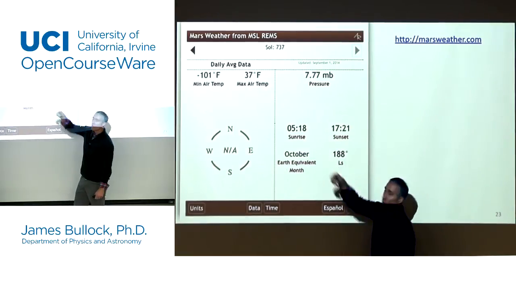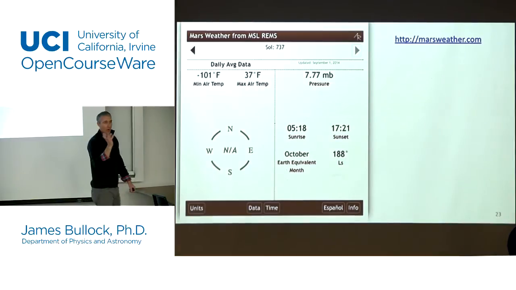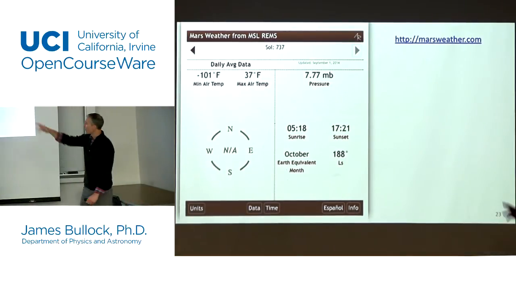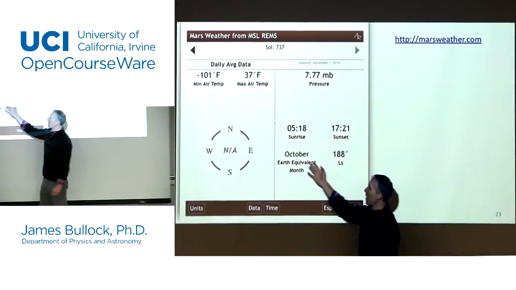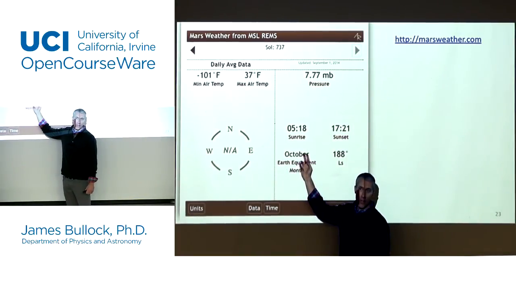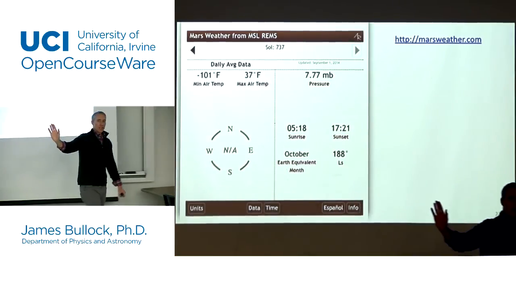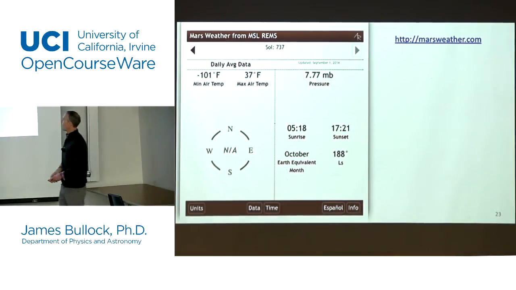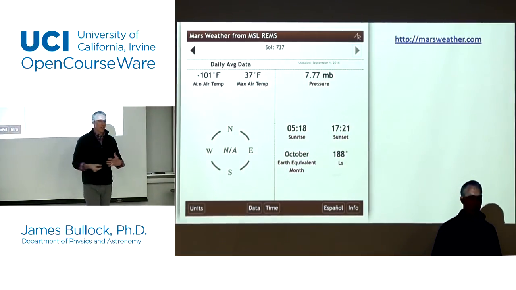What they do is quote things in sols. A sol is a Martian day, 24 hours and 40 minutes. So they quote things in terms of sols. This is sol 737. They even do an equivalent month. It's the equivalent of a Martian October right now. It's swinging into fall season where the rover is. And they know when the sun is going to rise and when the sun is going to set, all that kind of stuff.